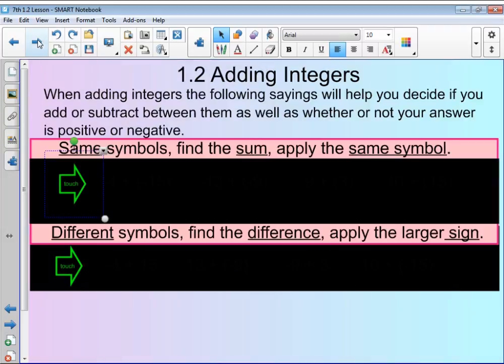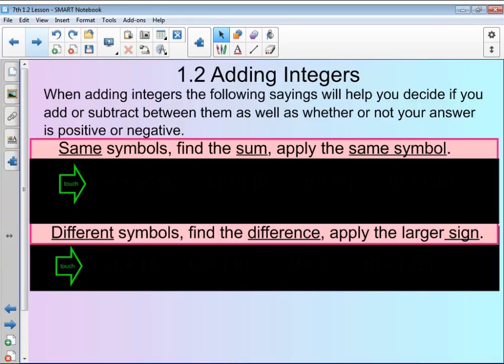So going from that, I have a couple of sayings that I feel are very beneficial, especially for those that just aren't comfortable with integers yet. Integers are difficult, but once you get them down, they're pretty easy. When adding integers, the following sayings will help you decide if you add or subtract between them, as well as whether or not your answer is going to be positive or negative.